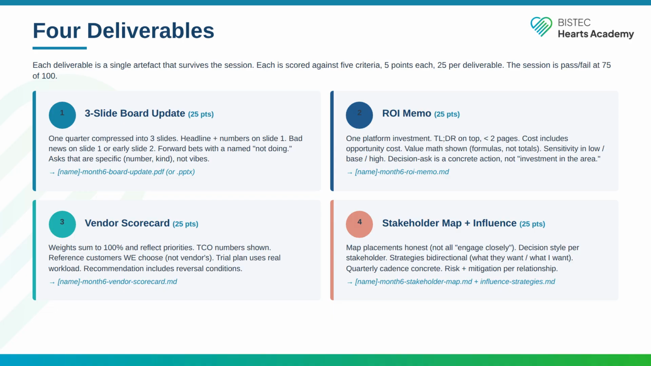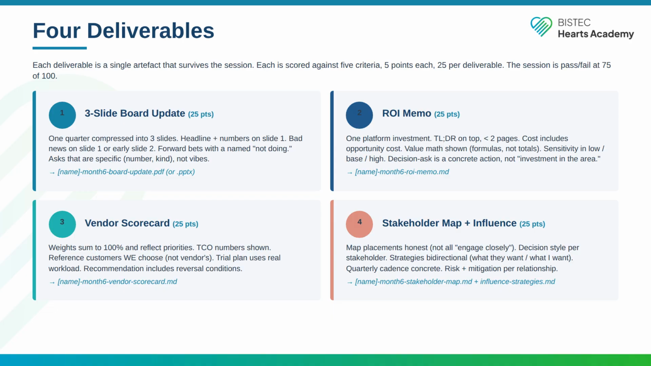Deliverable 2, ROI memo, 25 points. 1 platform investment. TLDR on top, less than 2 pages. Cost includes opportunity cost. Value math shown, formulas, not totals. Sensitivity in low, base, high. Decision ask is a concrete action, not investment in the area. File: name-month-6-ROI-memo.md.